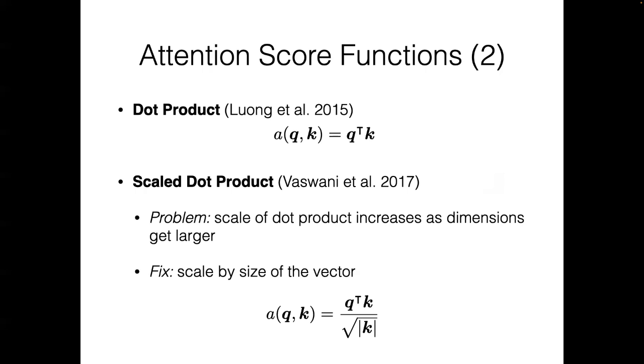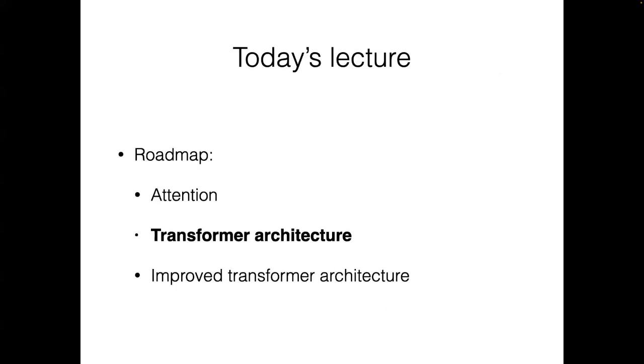Okay, so we'll see more details about the exact attention that's used in the transformer. But this is the abstract presentation of attention, self-attention, and coming up with the score functions. And so now we can move to how this is incorporated into the architecture.